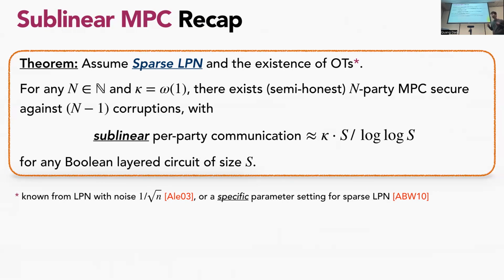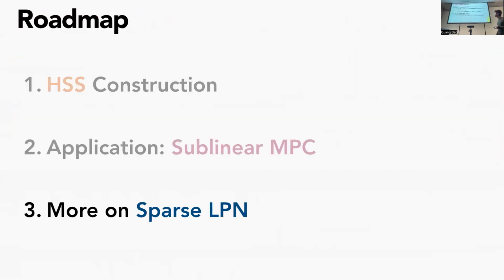Honest majority just means that you have less than n/2 corrupt parties. I see. And dishonest majority is when you have more than n/2. I see. Okay.